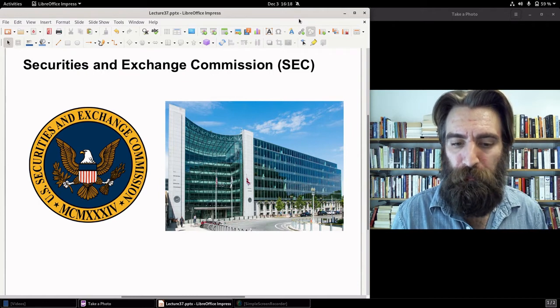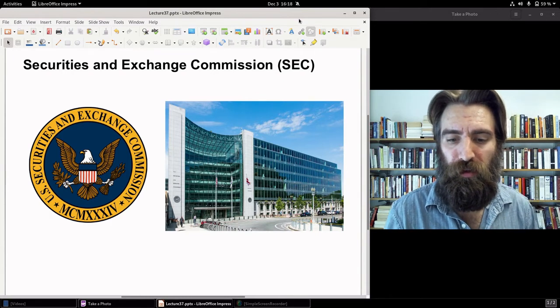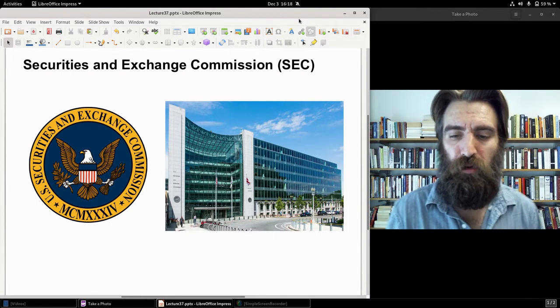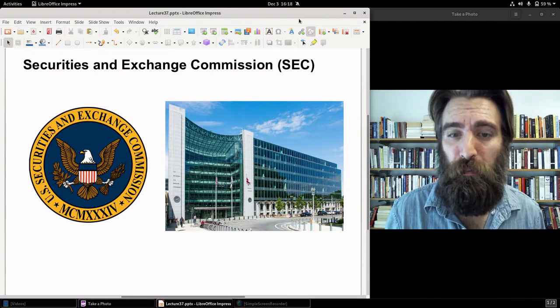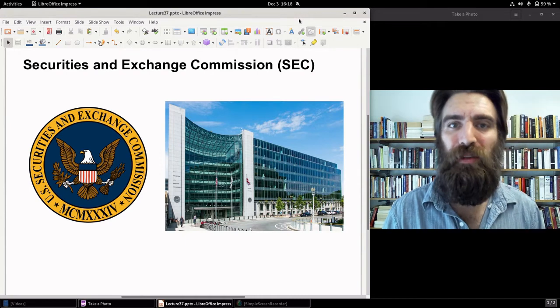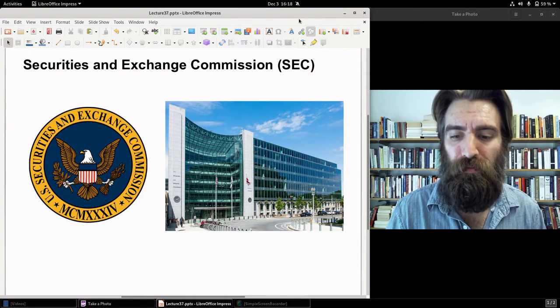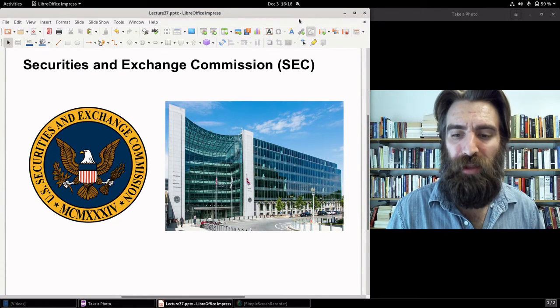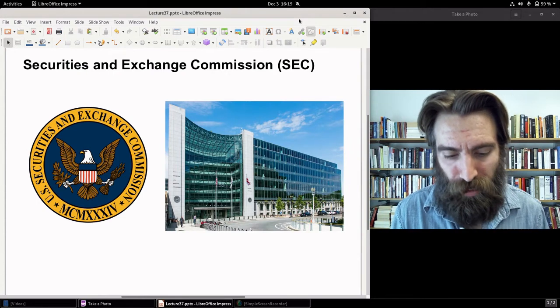Robert Khuzami, between 2002 and 2009, worked as a general counsel at Deutsche Bank, which is a global investment firm which does a lot of business with Goldman Sachs. But in 2009, he was appointed director at the SEC for the Division of Enforcement. So the director of the Division of Enforcement at the SEC in 2009 was a man who, for 7 years, did a lot of business with Goldman Sachs.